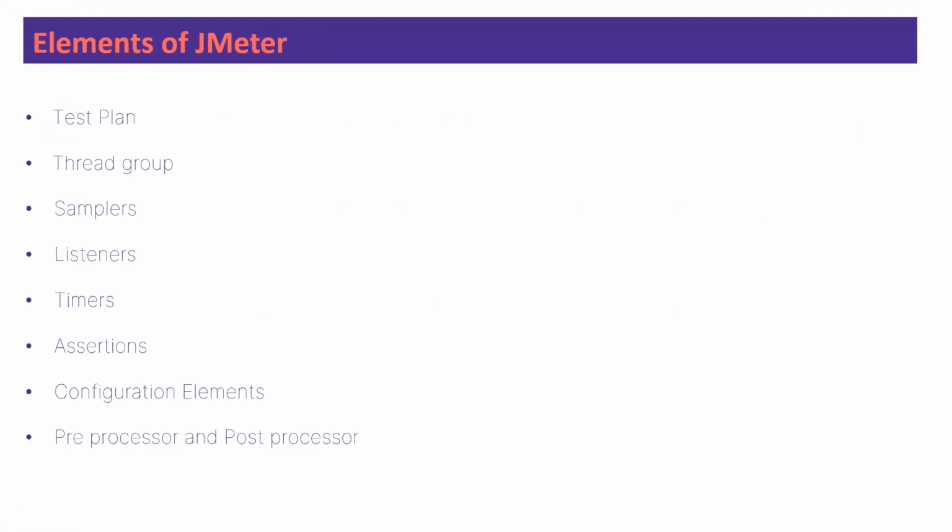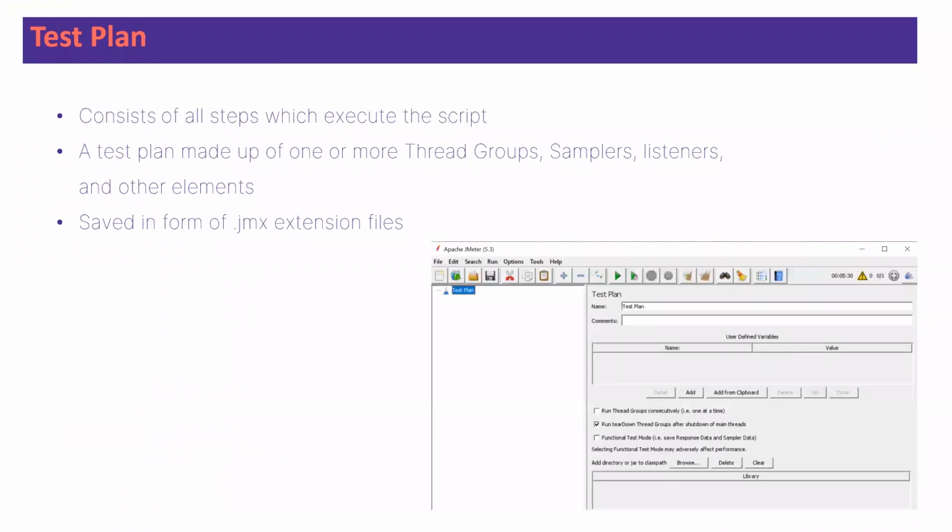let's discuss the important elements in the JMeter UI. There are some main elements in JMeter and there are many more. We will discuss these elements one by one in the next slide. So I'll start with the test plan.